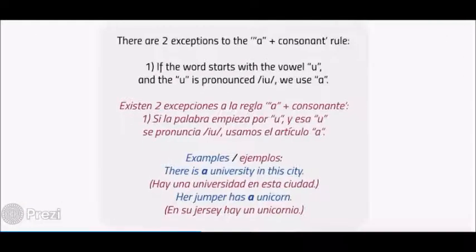There are 2 exceptions to the a plus consonant rule. 1. If the word starts with the vowel u, and the u is pronounced "you", we use a. Examples. There is a university in this city. Her jumper has a unicorn.